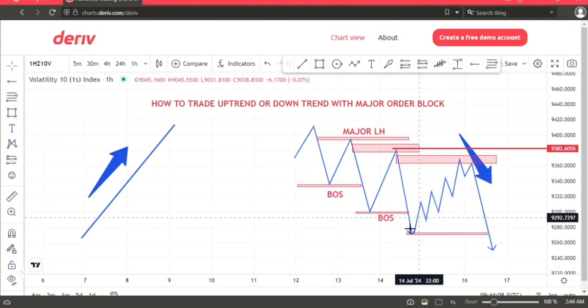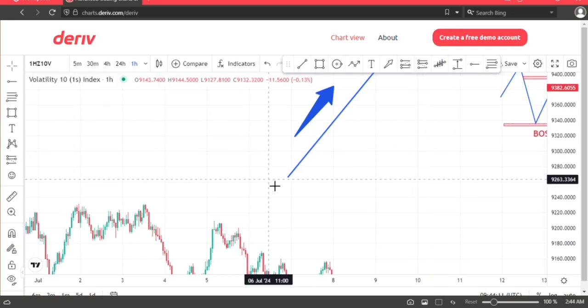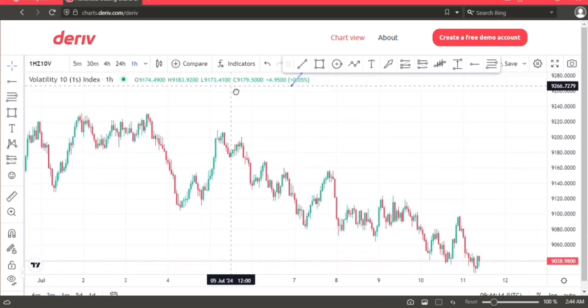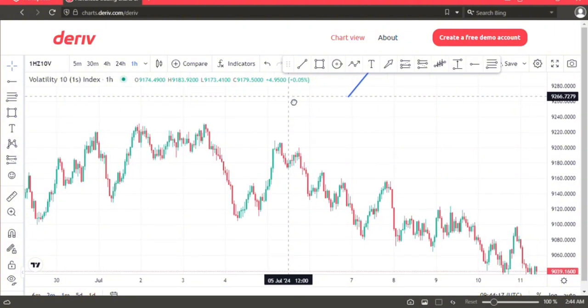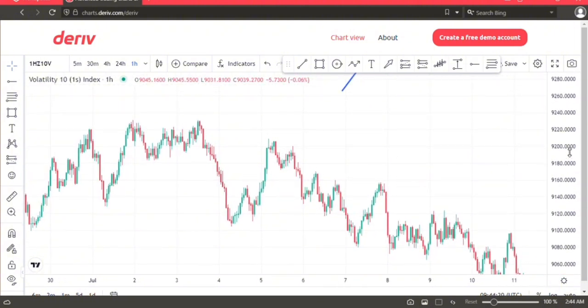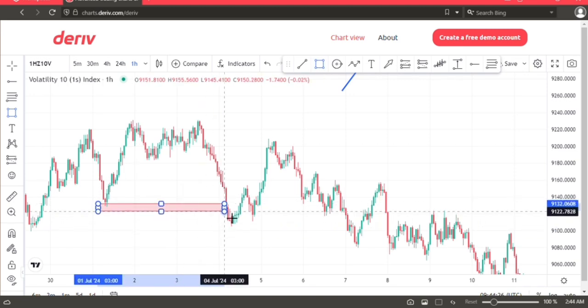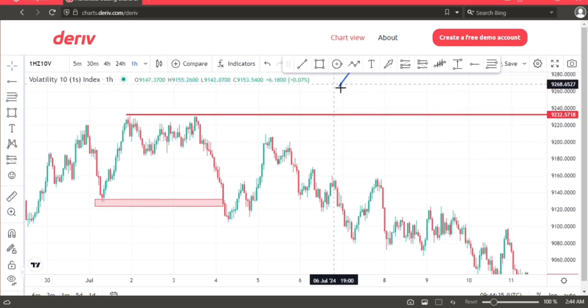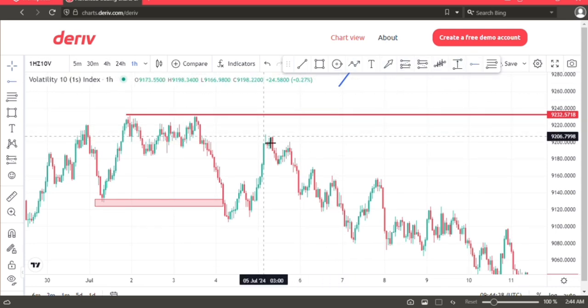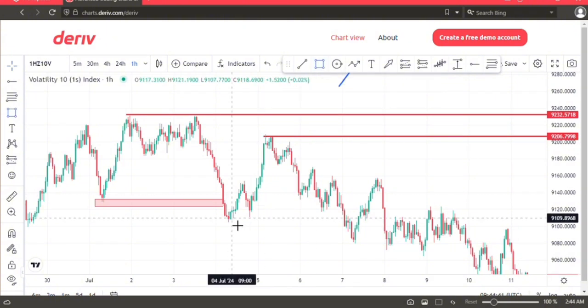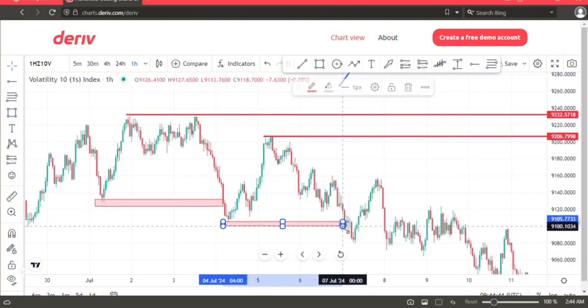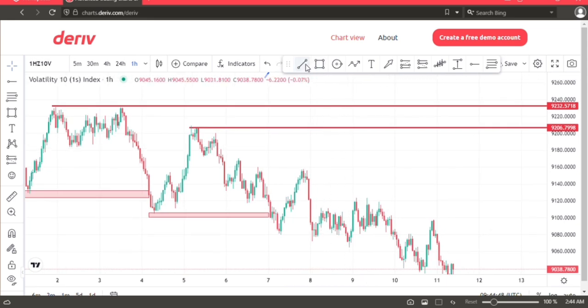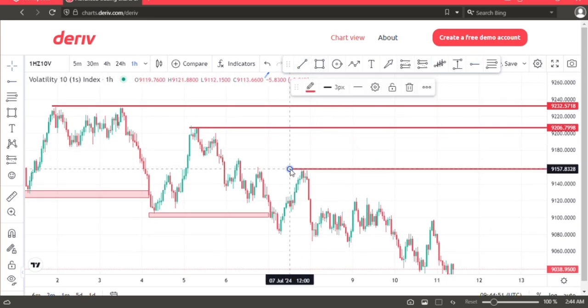So let me show you on a real chart right here. Firstly, we have to identify our high and low, our low which creates our break of structure. This is our high, this is another high, creating a break of structure again. So this is another high, which creates another break of structure right here.